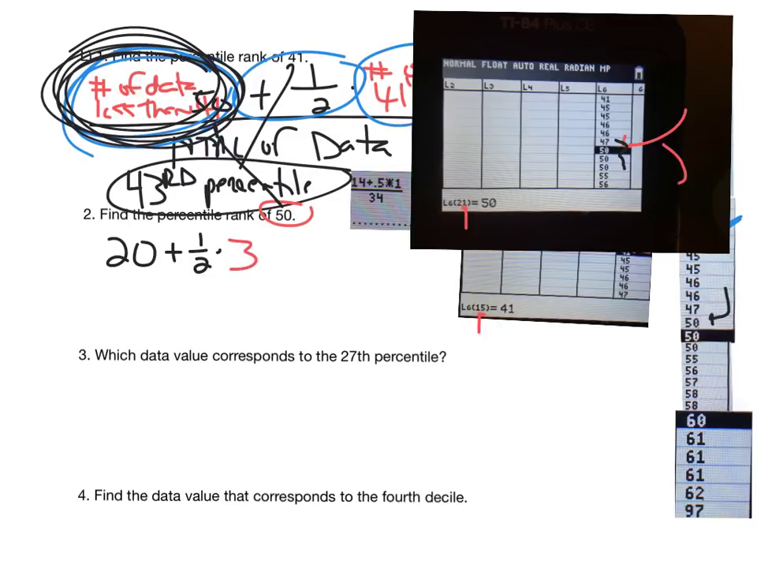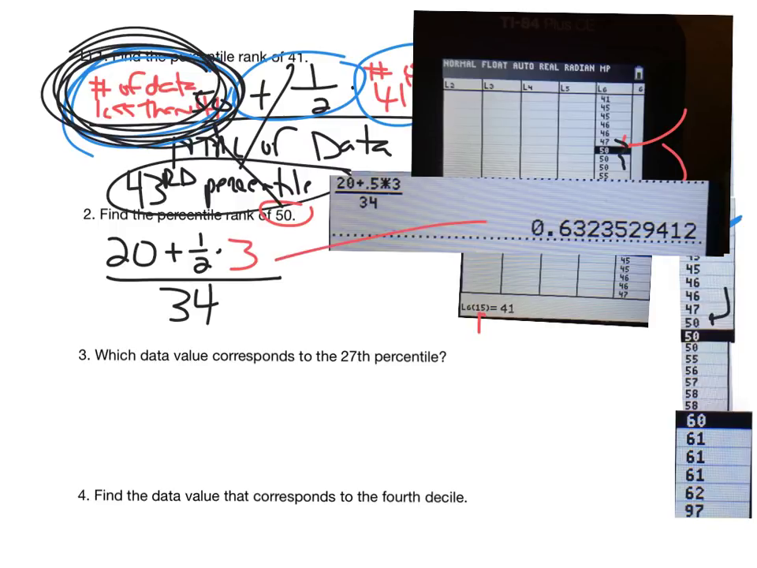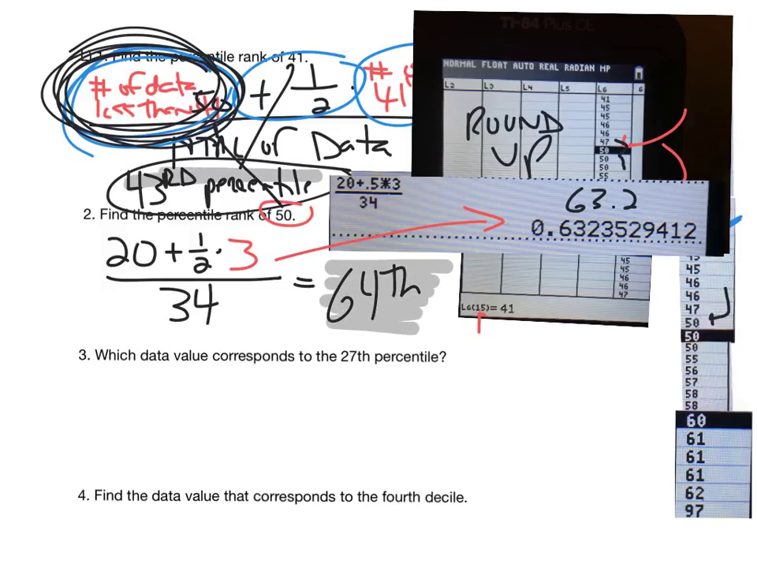So we're going to go 20 plus 1/2 times 3, and then we'll divide by the total number of data, which is 34. So we'll do this expression on our calculator. That's going to give us 0.632, which would be 63.2% in traditional percentages, but we're not dealing with percentages, we're dealing with percentiles. So you're going to round up to the 64th percentile. Notice how I'm not writing my answers as percentages, but rather the 43rd percentile, the 64th percentile, because even though they sound alike, percentage and percentile are two different mathematical values.